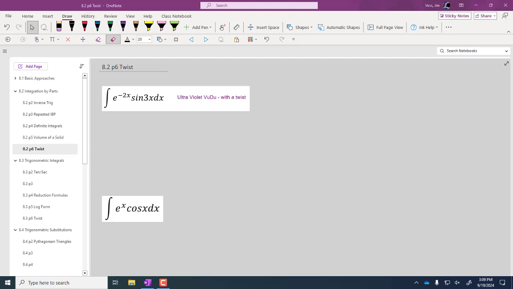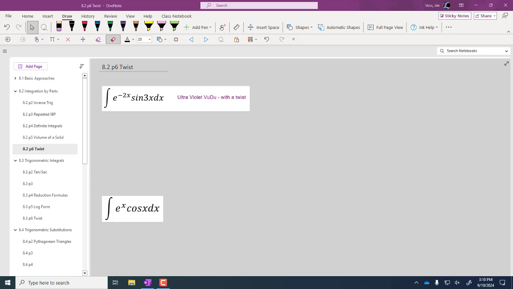Caitlin's ready. So we are now at integration by parts with a twist. When integration by parts repeated isn't enough, we need to just throw in a twist. Just a twist. A little bit of lemon. So here's what we're going to do.